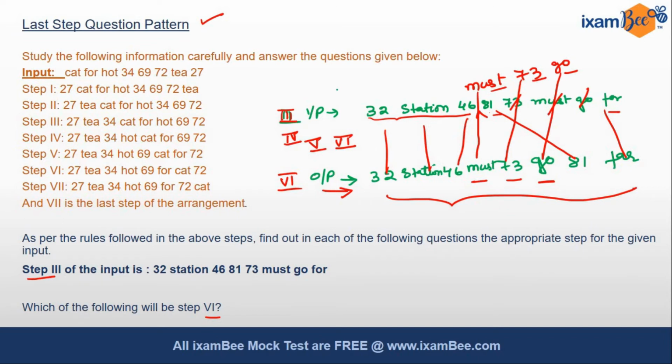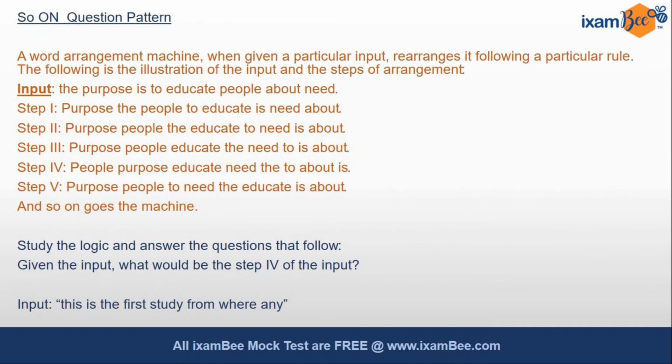Now let's see some question based on the so on pattern. So friends, this is a question based on so on pattern. Your technique for this would be different than the last step pattern. Let's read the question. A word arrangement machine, when given a particular input, rearranges it following a particular rule. The following is the illustration of the input and the steps of arrangement. So here input is given, some pattern is given, and it says and so on goes the machine. So as soon as you read the question, you have to also see the last step.